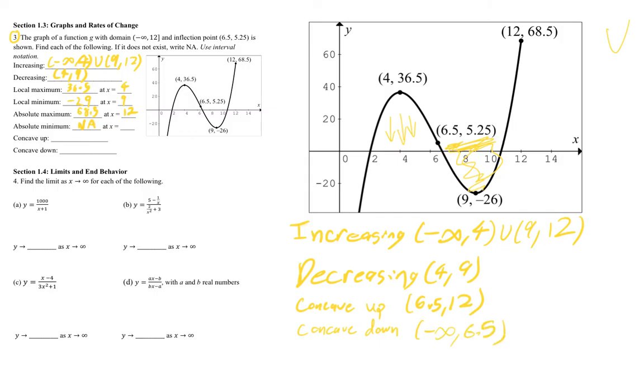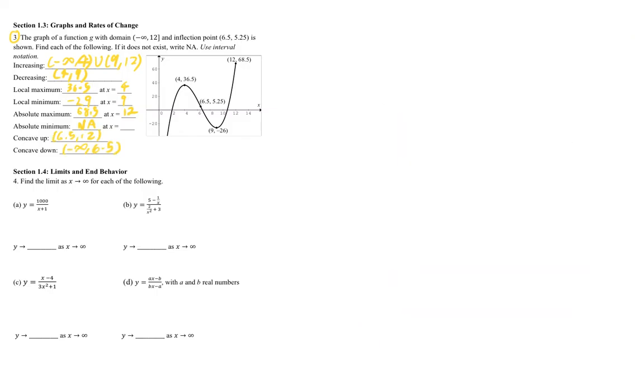All right, so now we're going to look at question 4. We have to find the limit as x approaches infinity for each of the following. So part A, y is equal to 1,000 over x plus 1. So we know as we're going to infinity in our denominator, it's getting very large, and it's growing at a much faster rate than our numerator. So we're getting really close to 0, right?